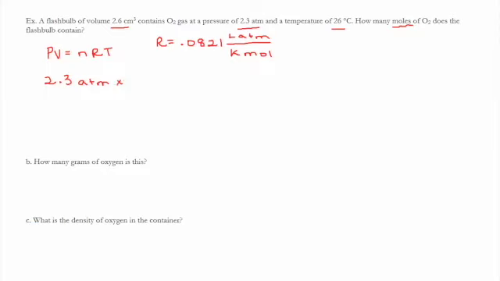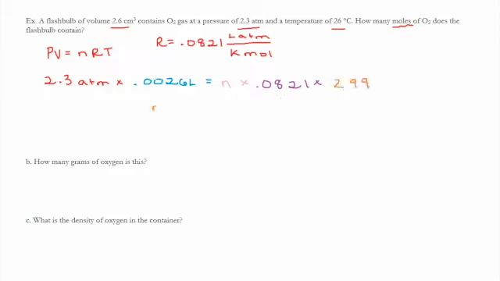So right now I have it in centimeters cubed, which is equivalent to milliliters. So I've got to divide that by 1,000 to get it into liters. So I have 0.0026 liters. And I'm going to set that equal to, well, I'm solving for my number of moles, so n, times my R, which is given to me, 0.0821, and then times my temperature. So my temperature right now is in Celsius. I need to convert that into Kelvin. And when I do that, I get 299 Kelvin.